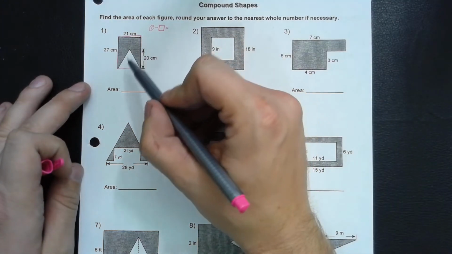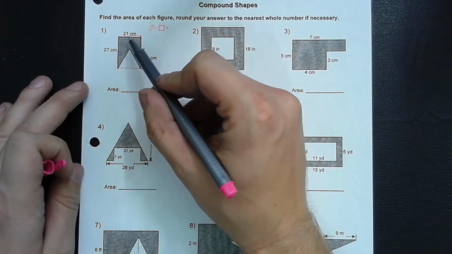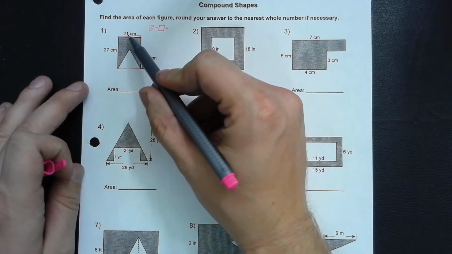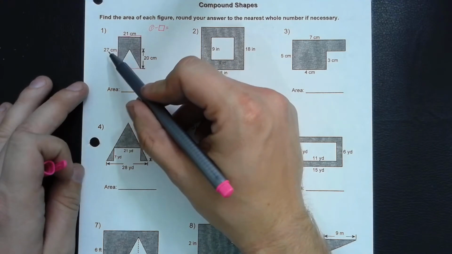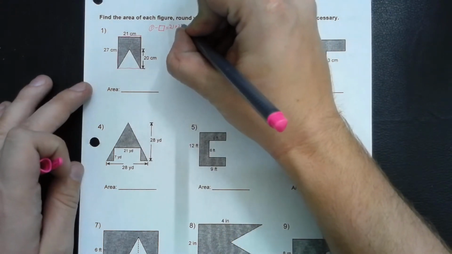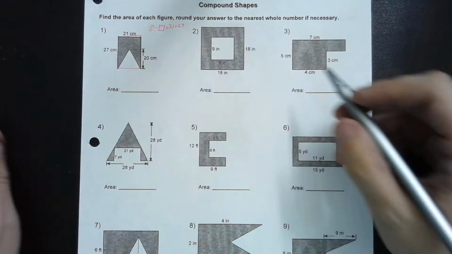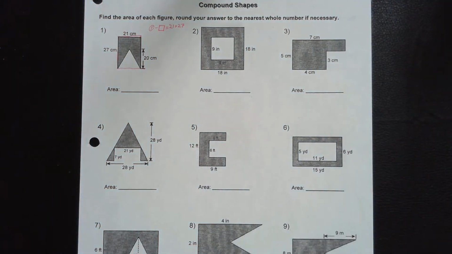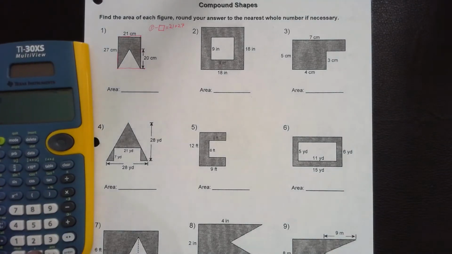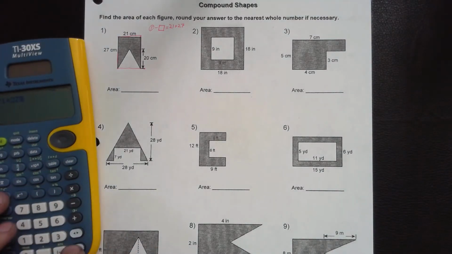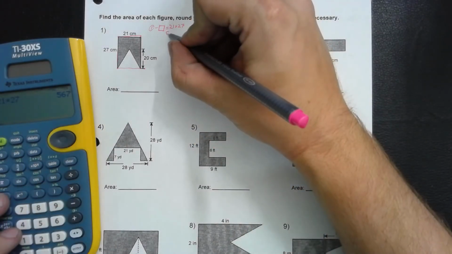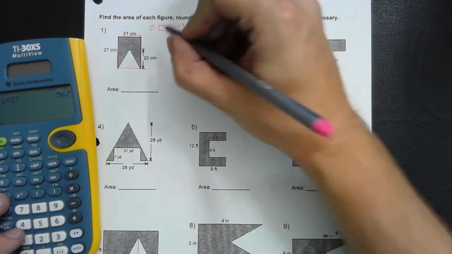So the area of the rectangle, we need the base, which we can see looking up here. The base of the rectangle would have been 21. And the height would have been 27. So we've got 21 times 27, which gives me an area of, let me grab a calculator, 567. But that is just for the rectangle part.